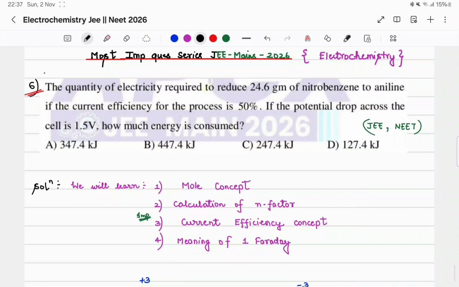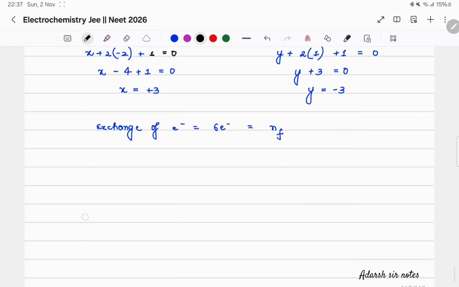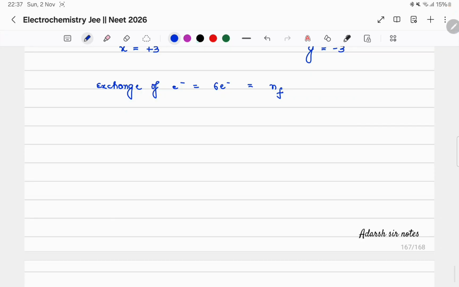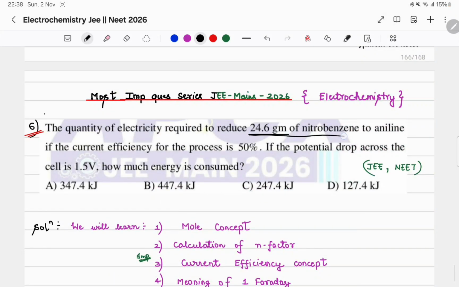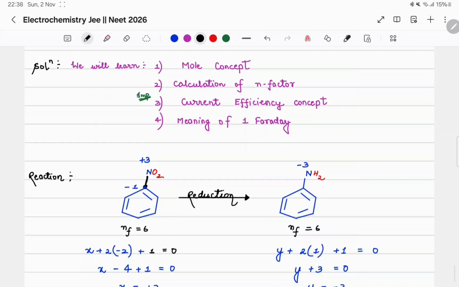Now afterwards, current efficiency for the process has been given, and one more thing they are telling us: we are having 24.6 gram of nitrobenzene. So let's first calculate the number of moles. They are directly telling 24.6 gram of nitrobenzene, so the given mass is 24.6.